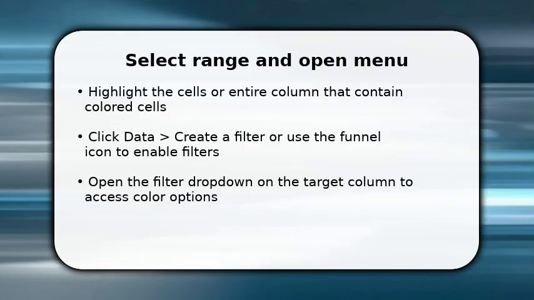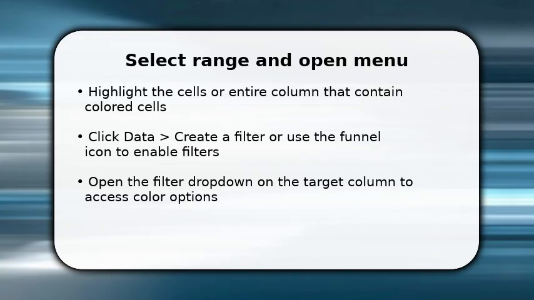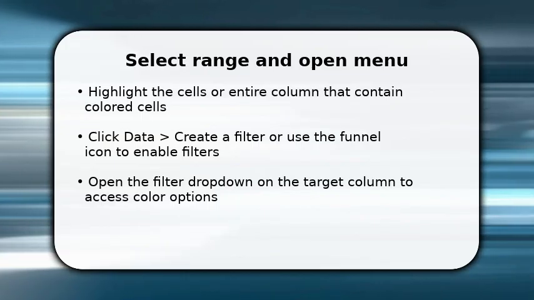You begin by selecting the exact range or column that holds your colored values. Make sure headers are included if you want them as labels. Once selected, enable filters via Data, Create a filter, or the funnel icon. This attaches dropdowns to each header.